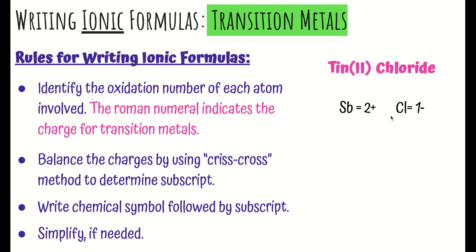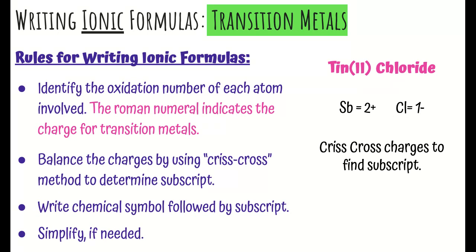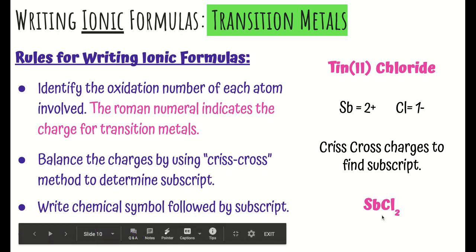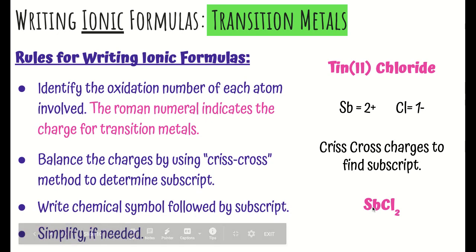And now you just go through the same way you did before and you crisscross those charges to find the subscripts. So if tin has a +2 charge, this +2 would come down and over to be with chlorine. Chlorine has a -1 charge, so this 1 would come down and over. So again, we don't write the 1s, but you would write anything larger than 1. So you'd have tin, Sn, and then Cl with a 2 to show that there's 2 chlorines to balance this 1 tin.